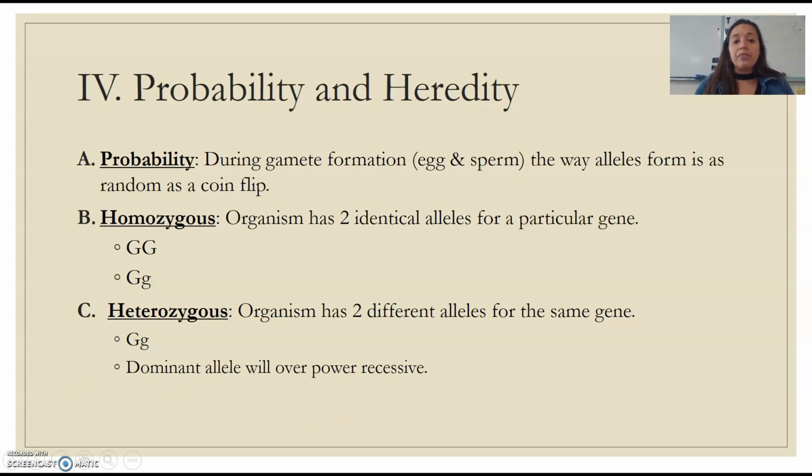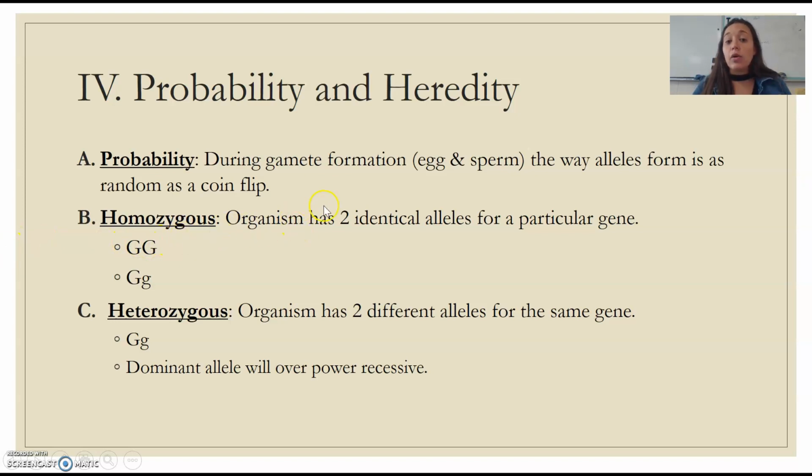Probability and heredity. During gamete formation, so when you make eggs and sperm, and guys, think back to meiosis. During meiosis, it's very random, right? We have crossing over, and due to crossing over, it makes it random what alleles are where. And it's almost as random as a coin flip.